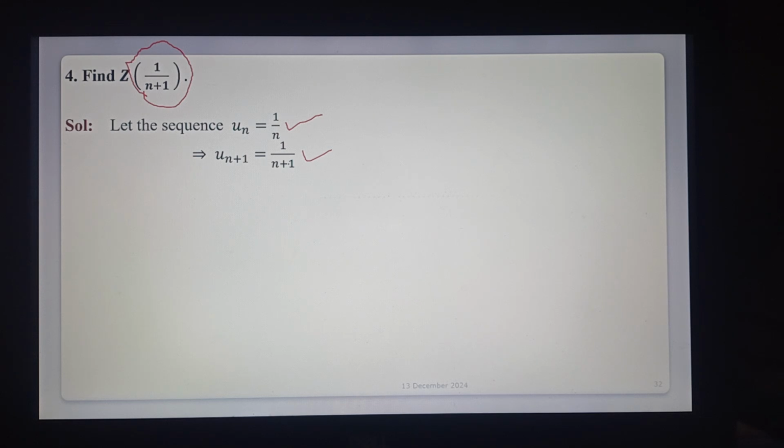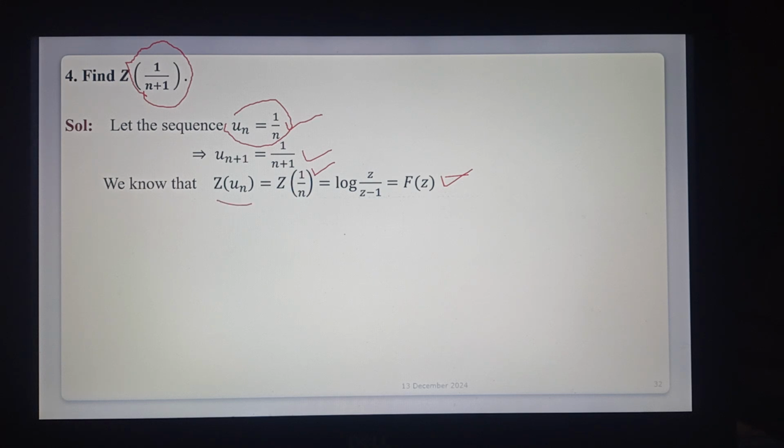Now, by using the second shifting property, first of all find the Z transform of un. The Z transform of 1 by n, already found, is log of z by z minus 1. So that is equal to f of z. So Z of un is equal to f of z. By using the second shifting theorem, what is the formula here? Z transform of un plus 1 is equal to z into (f of z minus u naught). So first of all we find the u naught value.